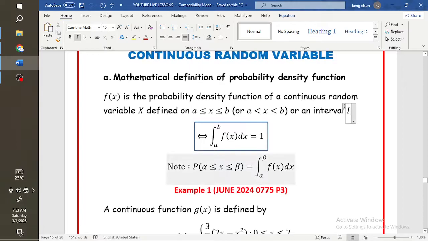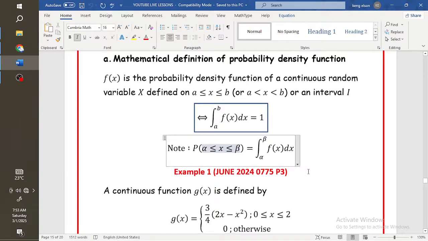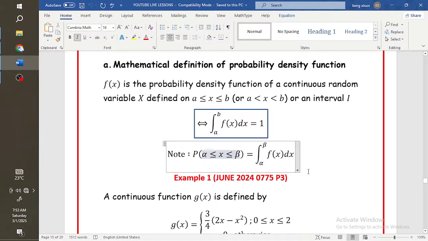Now note that if I ask you to find the probability of x lying between two values, maybe say alpha and beta, the result is just the integral from the lower bound alpha to the upper bound beta of f of x dx. Let's go straight away to applying this definition. Like how do we apply it with an example?